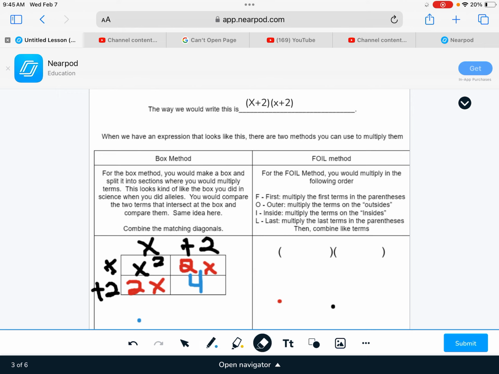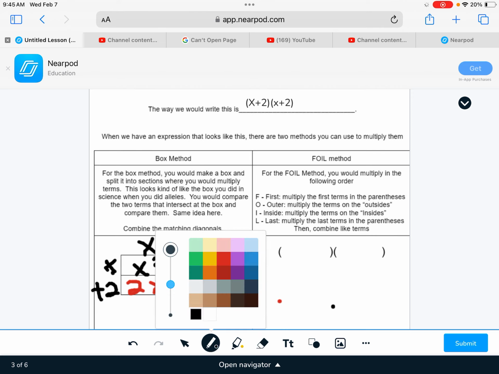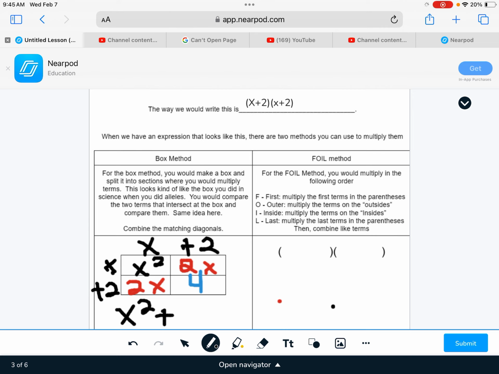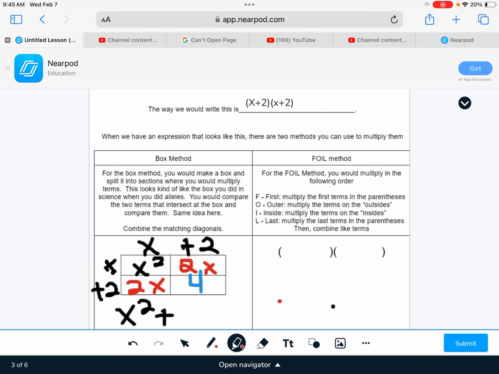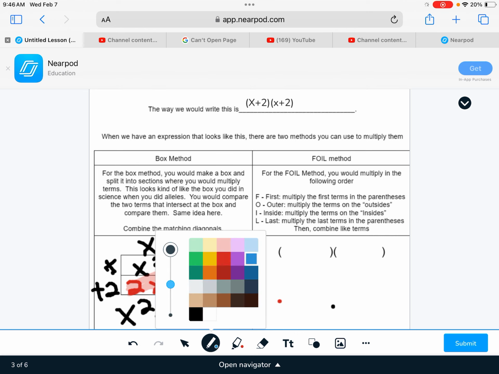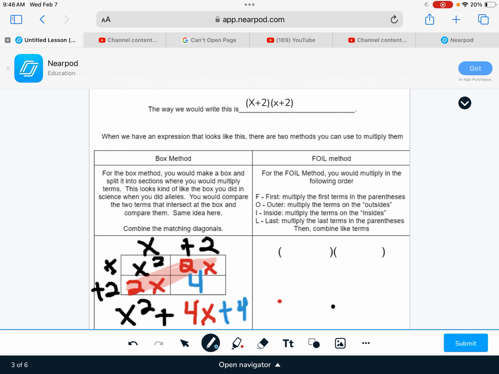From that point, all I have to do is start combining like terms. The first thing I'm looking at is my x squared, and there are no other x squareds. I've got a positive 2x and a positive 2x, and those two both have x's, so I can combine them together. Those boxes that are diagonal like that are always going to be able to combine together. 2x plus 2x becomes 4x. Last but not least, that blue 4 is positive, so I'm going to do a plus 4, and that is going to be my answer here. X squared plus 4x plus 4.